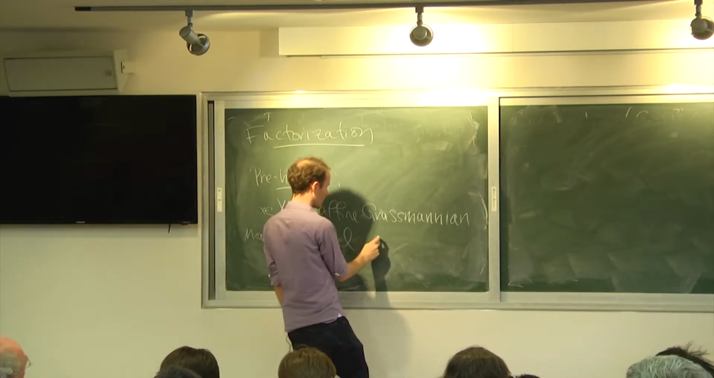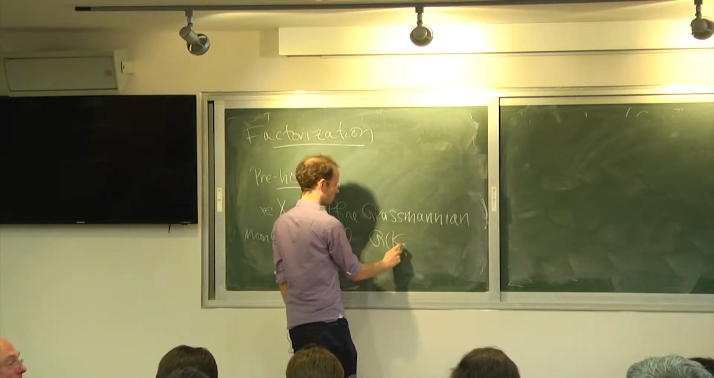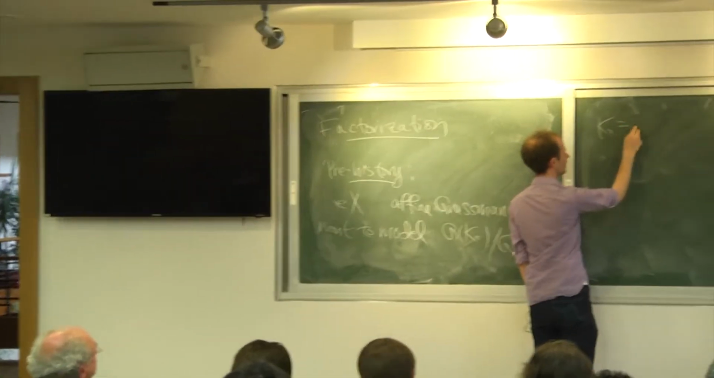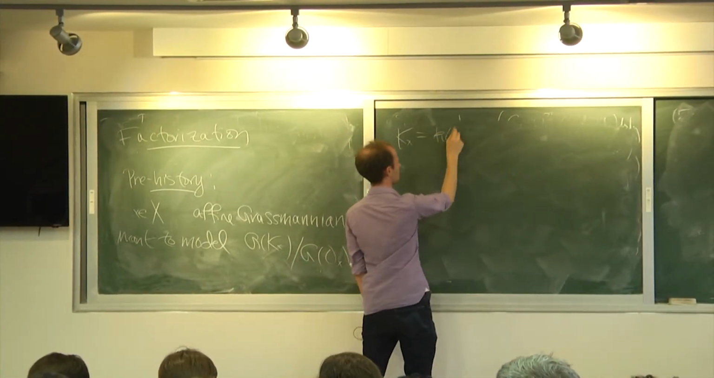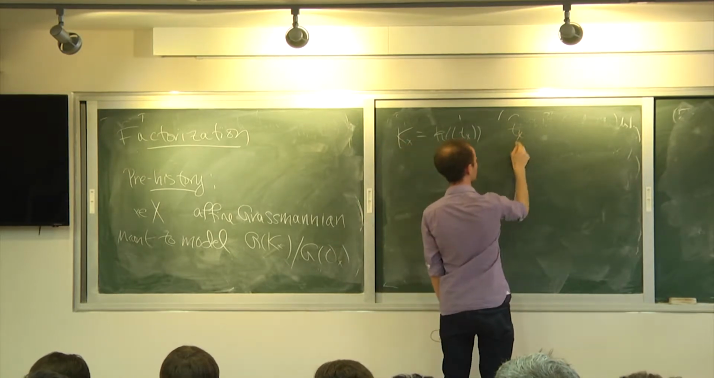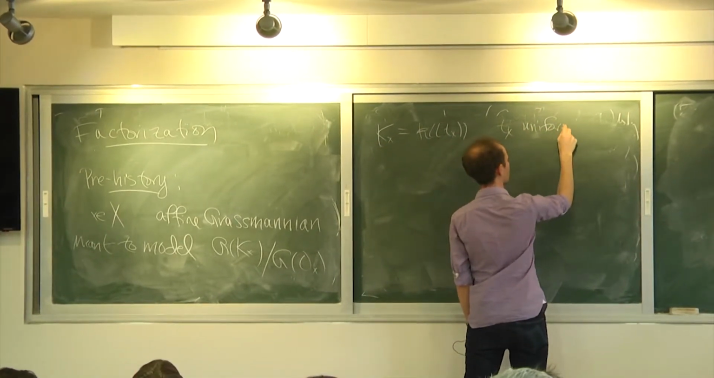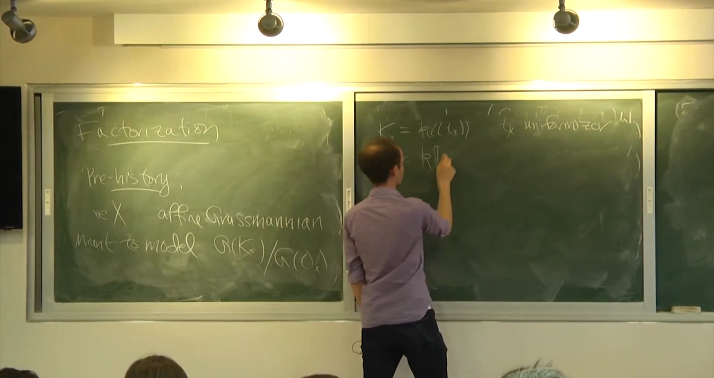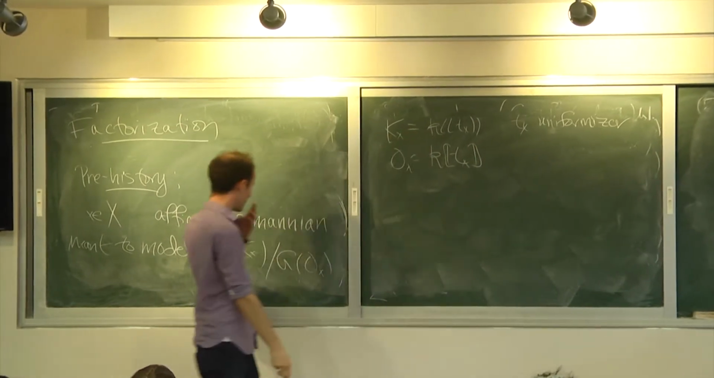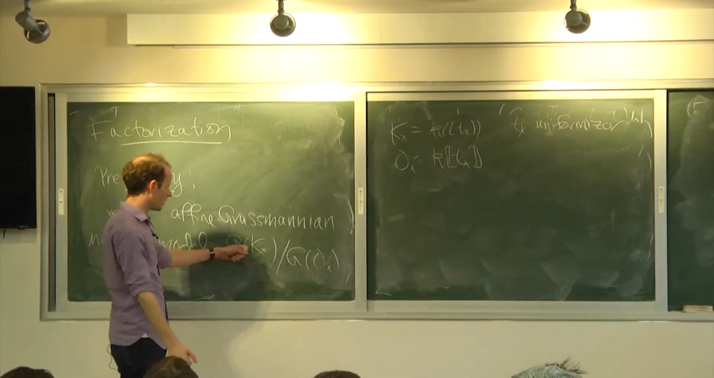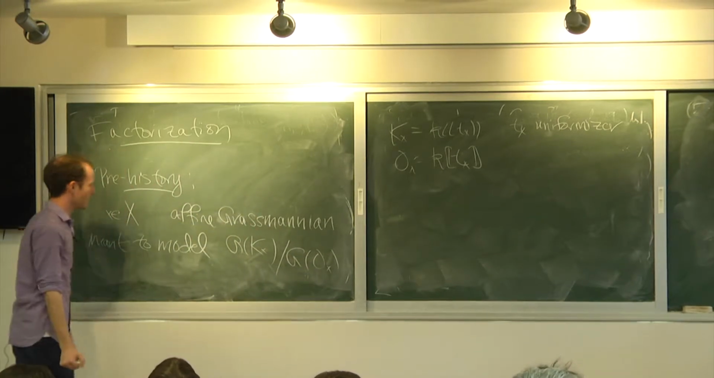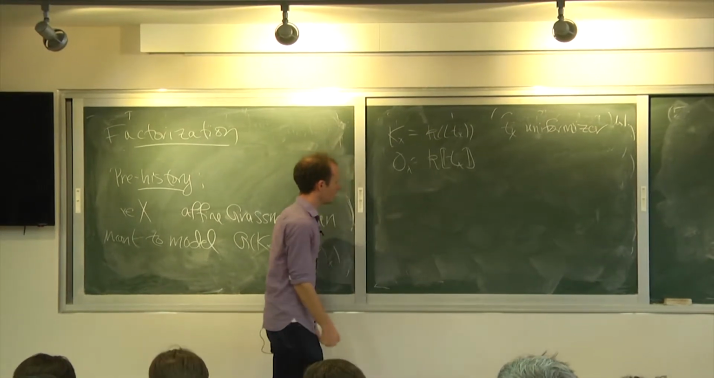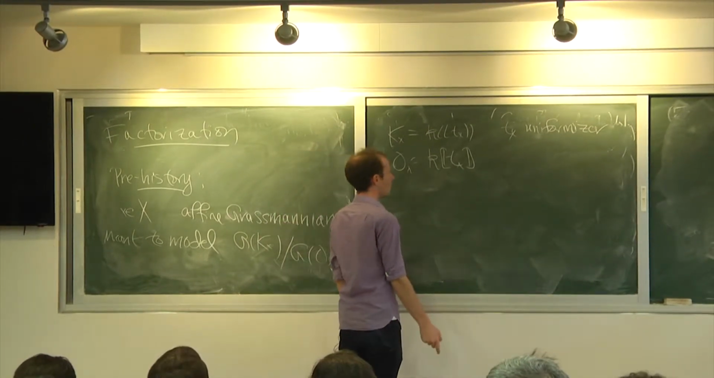It's meant to model the set of points G(K_x) mod G(O_x), where K_x is the field of Laurent series at x, and O_x is the set of Taylor series. So this means the K_x points of G mod the O_x points of G. The affine Grassmannian is a great thing in geometric representation theory that we'll say a lot about during this week.